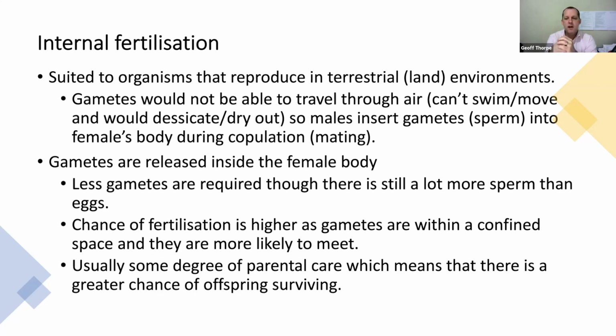Usually there's also some degree of parental care, which means that there's a greater chance of offspring surviving, and it means that you can also get away with not having to produce as many offspring. You don't have to produce heaps and heaps just so some will survive. If you look after them, you can produce only a few, look after them, and you may end up with the same number surviving as some of the external fertilization examples we saw earlier.